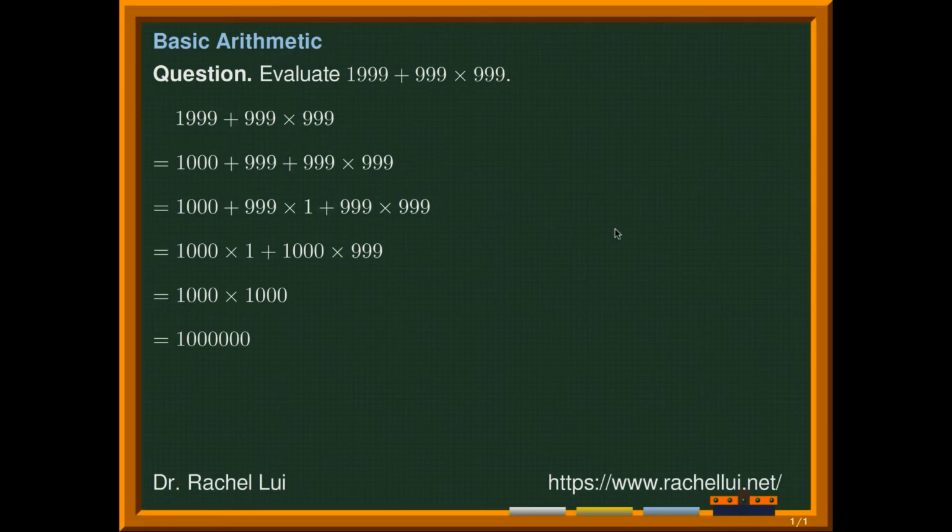This question makes use of the distributive law, and I have used it 2 times. So this is the first time I use it when I grouped these two terms into 1000 times 999. And the second time I use it is here when I group these two terms into 1000 times 1000.